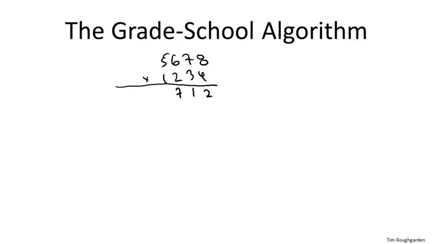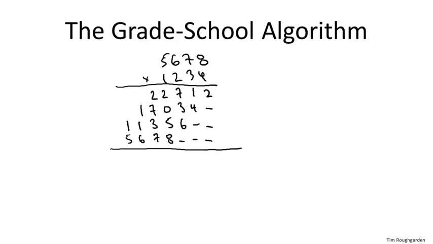So that gives you this first partial product, 22712. Then you do a shift, so you effectively put a 0 in this final digit, and you repeat that procedure using the next digit, the 3. So again, 3 times 8 is 24, carry the 2, and so on. And you compute the final two partial products using the 2 and the 1. And having computed all of the partial products, you just add them up to get the final product.